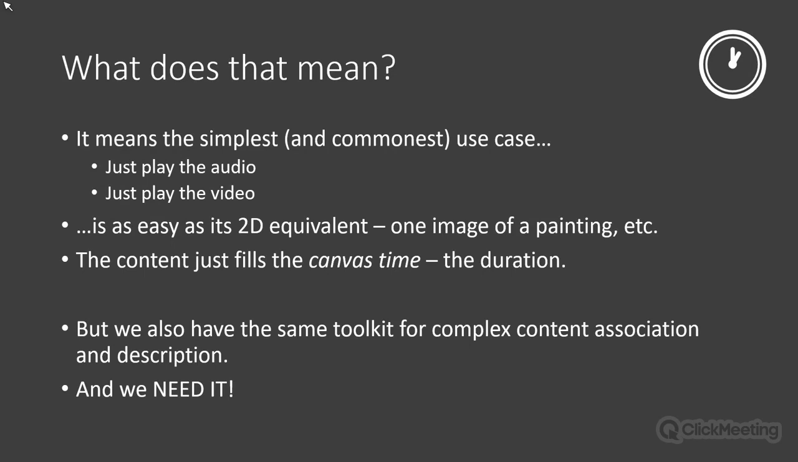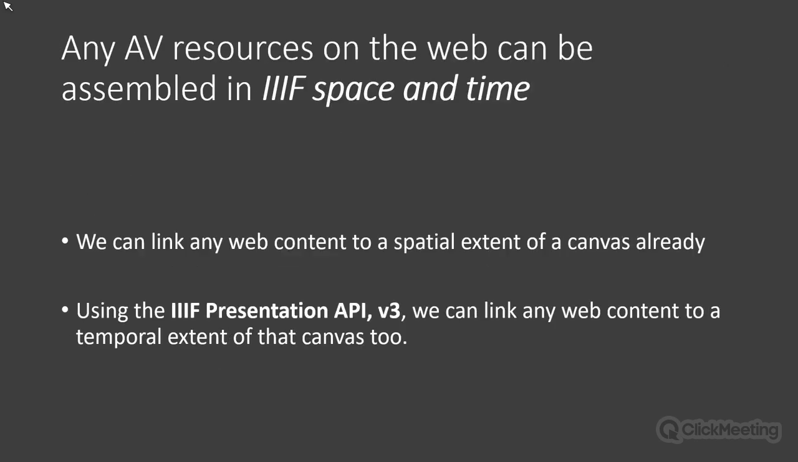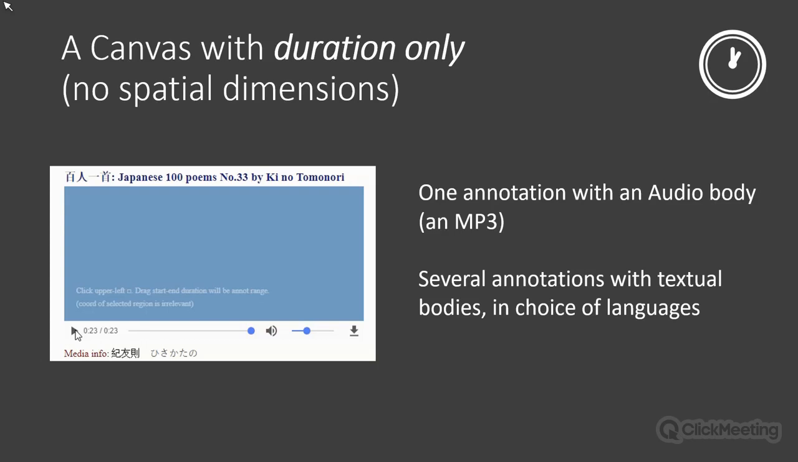And then there's a whole load of use cases that spin off out of the fact that now canvases can have a time dimension. What we want to do is make the commonest use case, the 99% use case, where you have one piece of time-based AV material annotating one canvas, just as easy. But we need all the other complex stuff to accommodate the various use cases that we see out there in the wild. Just to reinforce the fact we can now assemble content in space and time.